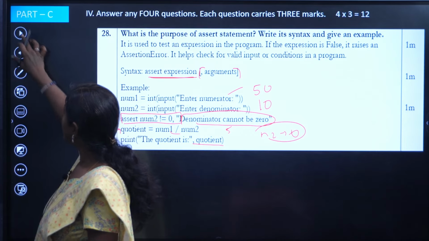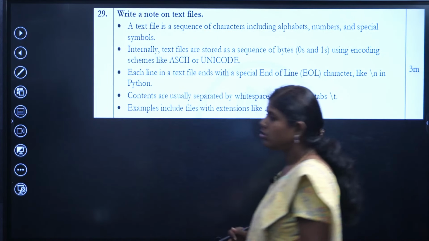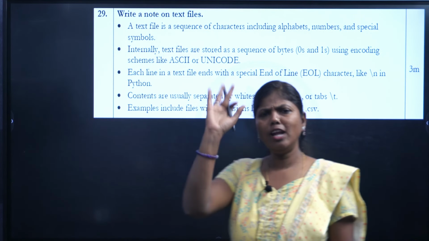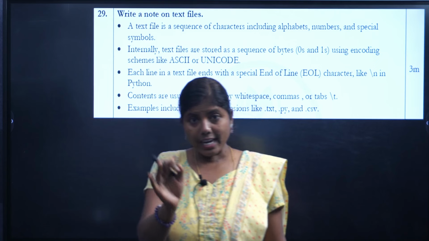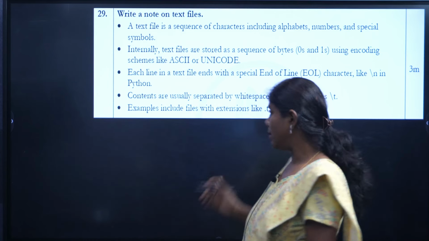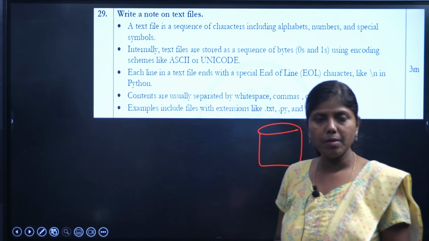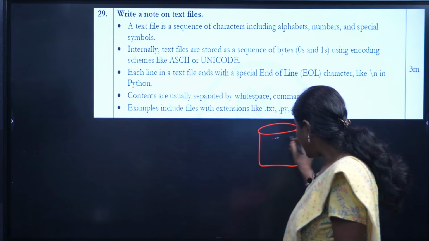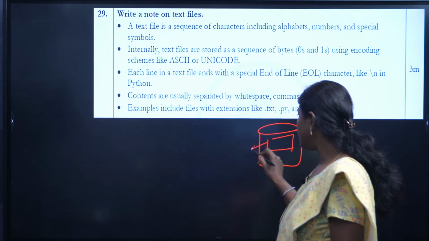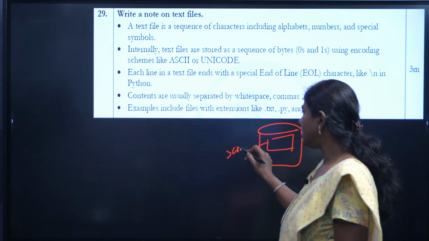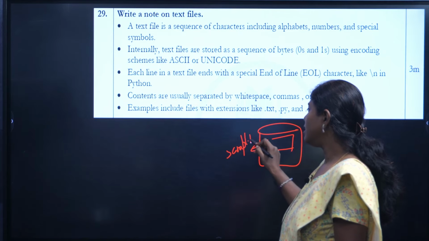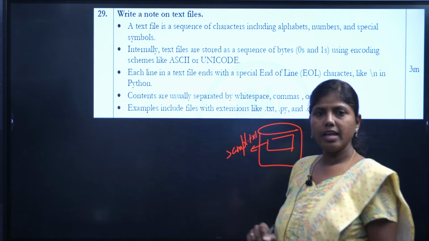What's there in the next question? Write a note on the text file. What is a text file? A file, you know. What is a file? A file is a named area in the secondary memory. This is going to be a secondary memory. So in this, a named area in the secondary memory, let's consider a sample.txt. This is going to be a file, named file.